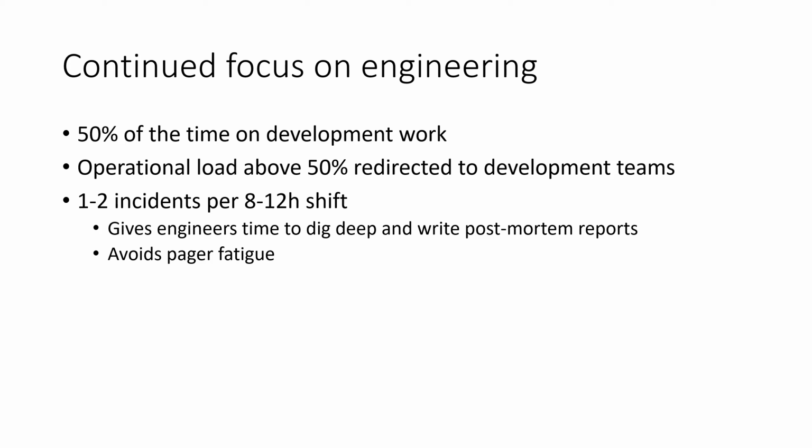Google tries to have 1 or 2 incidents per 8-12-hour shift. 1 or 2 incidents per shift is a low enough number that the engineers will have time to dig into the problem, really understand what's going on, and write a post-mortem. And these post-mortems, we've discussed one of them before, allow everyone to learn from the failure and design solutions so that it doesn't repeat in the future.